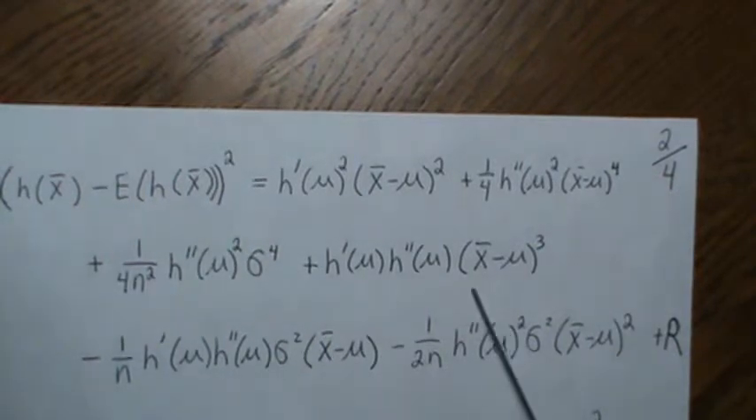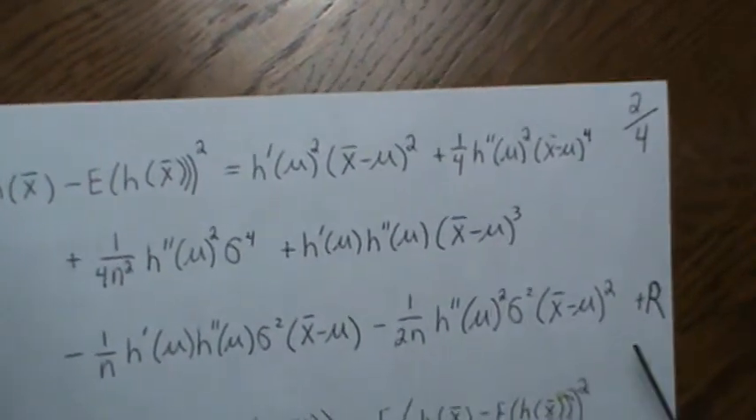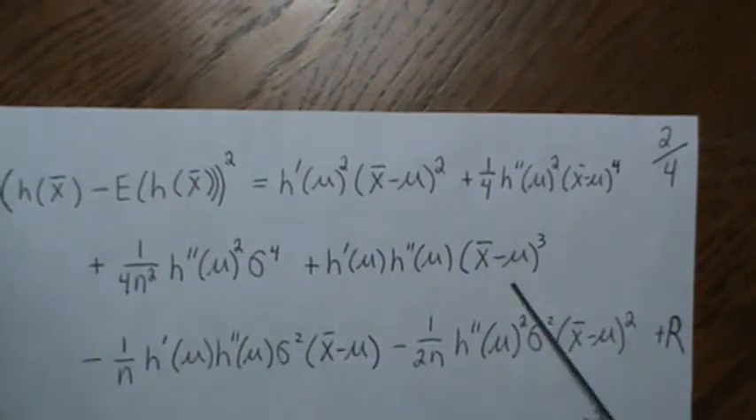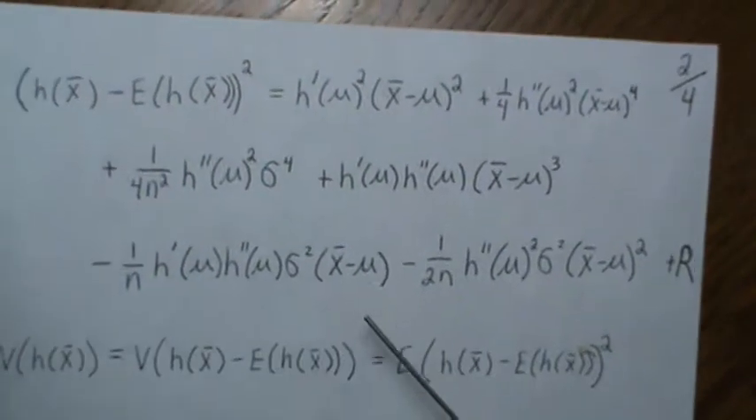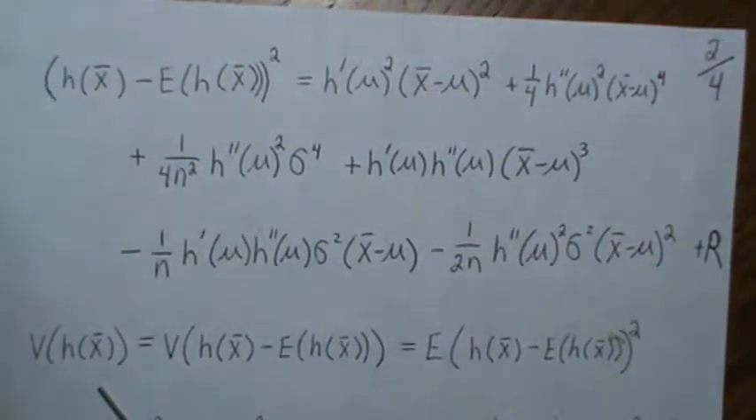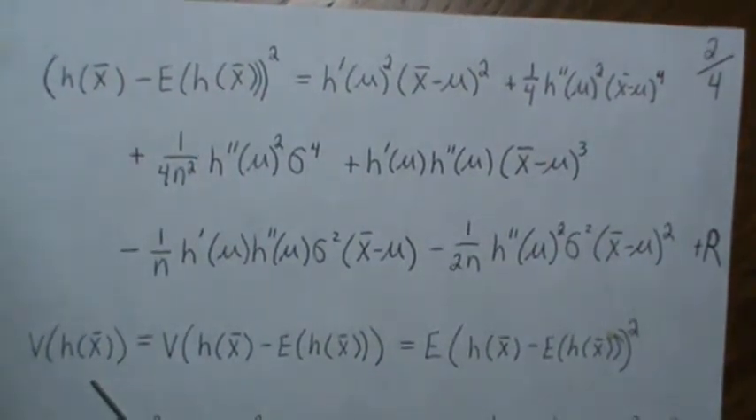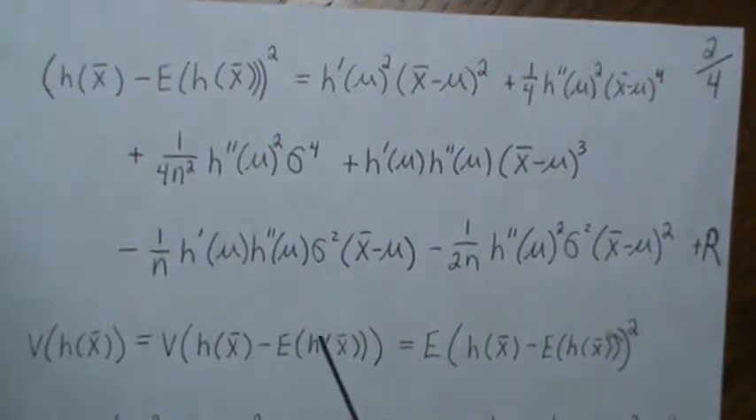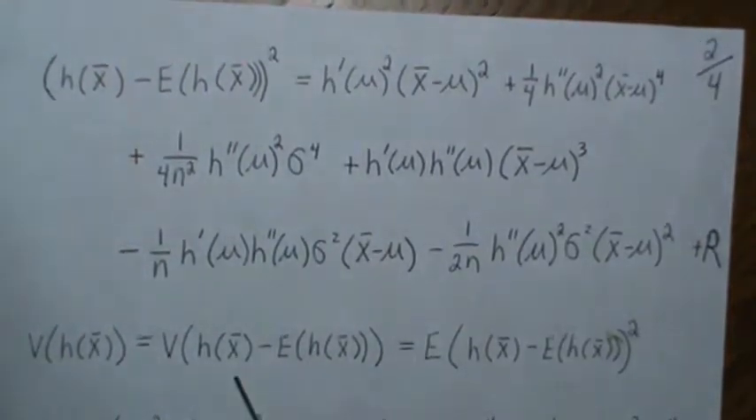Now, we're going to use this term in the variance. And so there's some remainder associated with it. We're now going to try to find the variance of our function of x bar, okay? One of the properties of the variance is that if we add or subtract a constant to our function, it doesn't change the variance. And so the variance of this is the same as this, okay?